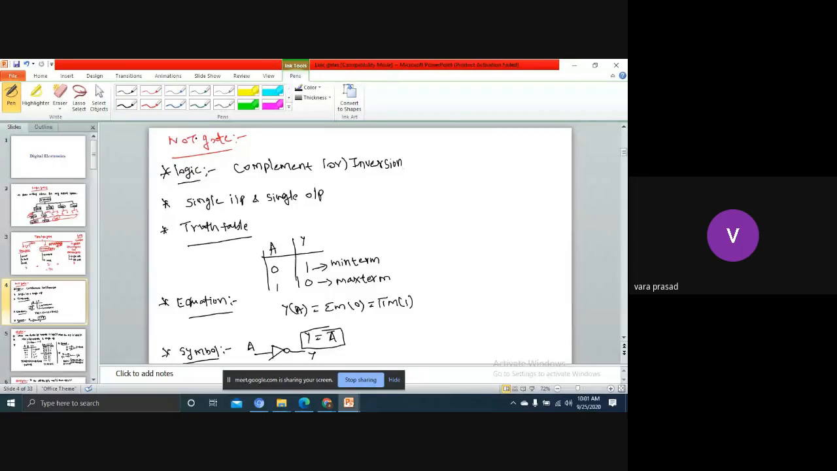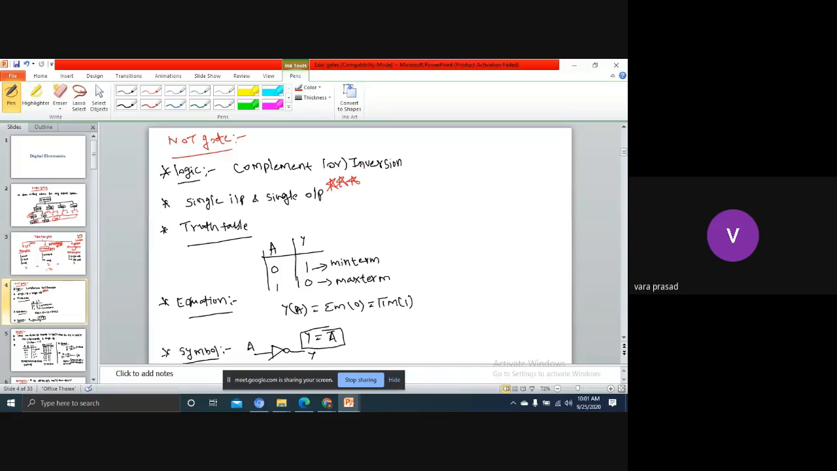NOT operator also, I said the same thing. It takes the complement. Output is always the complement of input. Same thing here, NOT gate, complement or inversion. NOT gate consists of a single input and a single output. Please keep in mind, this is very, very important. There also I said the NOT operator is called a unary operator because it consists of a single variable.